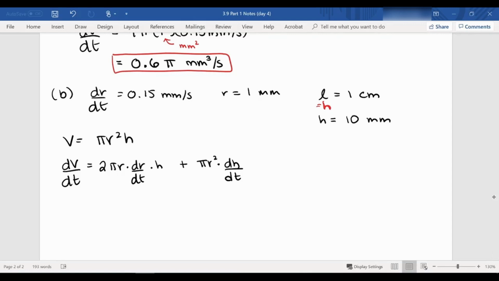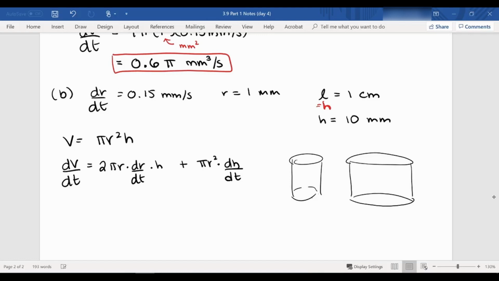Well, the question does not say the height of this cylinder is changing. If I think about what a cylinder looks like, we can have the radius changing, and that's going to change the volume, but the height does not necessarily need to change. And we were not told the height is changing here. It's telling us a fixed length or fixed height of our cylinder. So dh/dt in this question is 0.